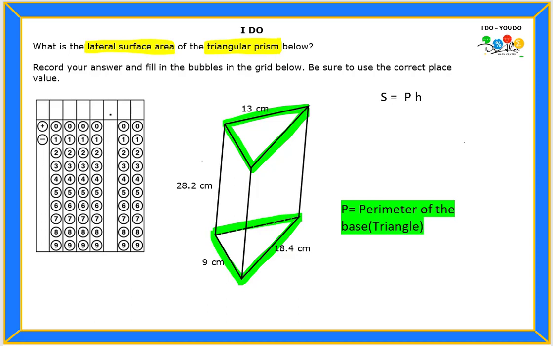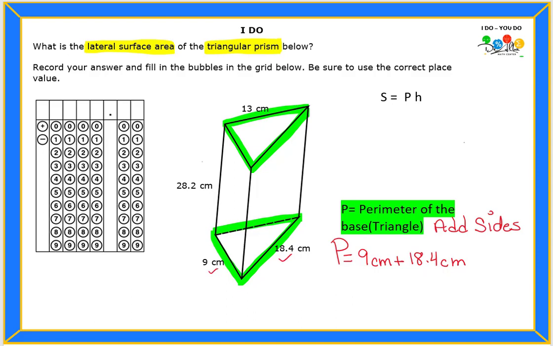They're my bases, right? And I can use the measurements of either the top or the bottom triangle to complete my perimeter. So how do I find perimeter? All I need to do is add all the sides. In this case, I don't need to use any formula. I will add 9 centimeters plus 18.4 centimeters, which are these two.